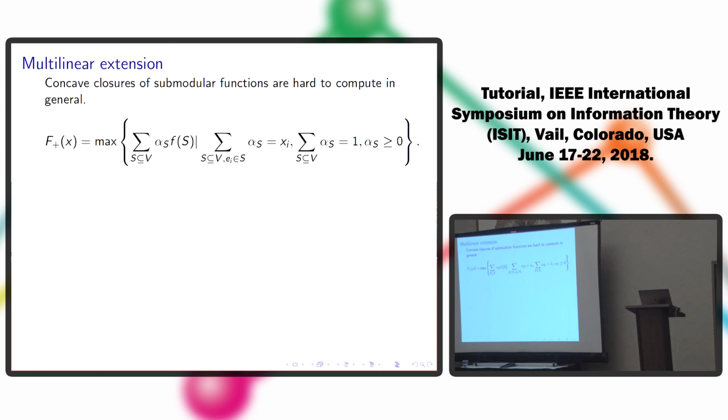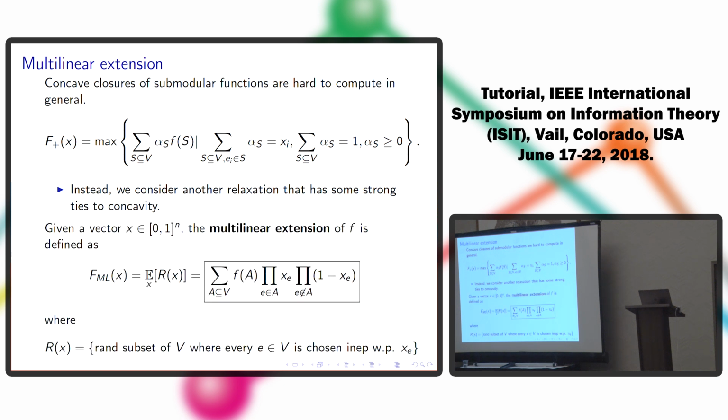Very good. So for the minimization, we looked at the convex closure, right? We were trying to minimize, so convexity was a good thing, because we know how to minimize convex functions. So the first idea is to look at the concave closure. It turns out computing the concave closure is very hard. Convex closures were simple. They were the Lovász extensions, et cetera. Concave closures are very difficult to compute. So we are not going to look at those. Instead, we are going to look at another relaxation that has some strong connections to concavity. And this is the multilinear extension.